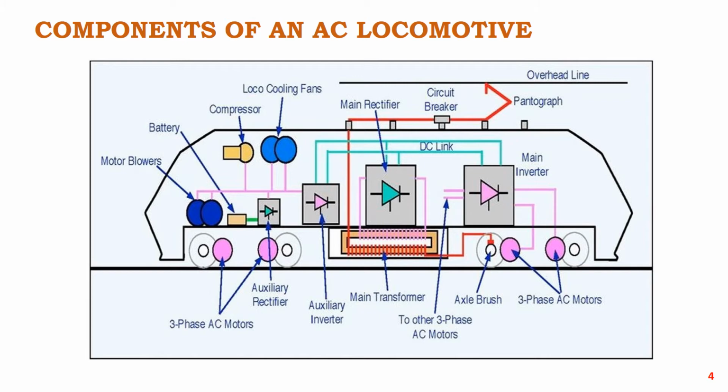The next one is DC link, used on modern electronic power system between single phase rectifier and three phase inverter. It is easier to convert the single phase AC from the overhead line to the three phase required for the motors by rectifying it to DC and then inverting the DC to three phase AC supply.